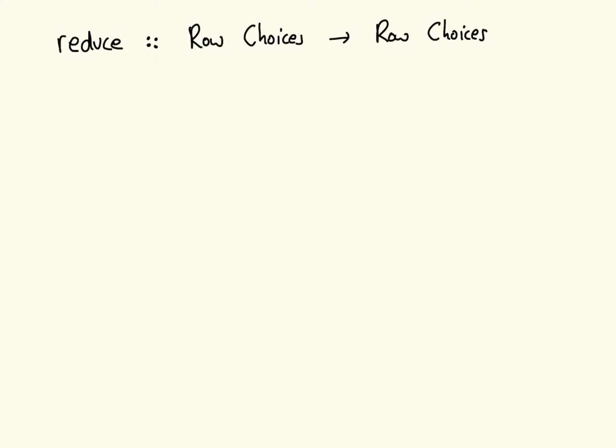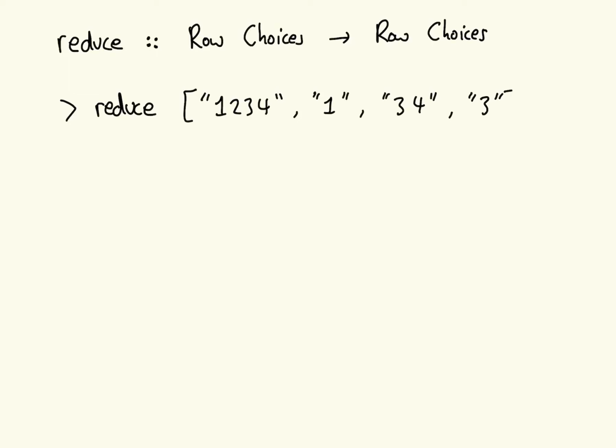Okay, so again, that's a little bit of a mouthful. What does this actually mean in practice? Well, if you give me a row of choices, so suppose the first cell had the choices 1, 2, 3, 4, and the second cell had no choice, it was just a 1, and the third was a 3 and a 4, that's the two possible choices there, and the fourth was no choice, you have a 3. What reduce will do is it will look for any entries in this row of choices which are single. So here we've got a single 1 and a single 3.